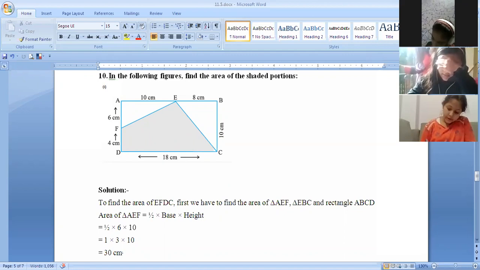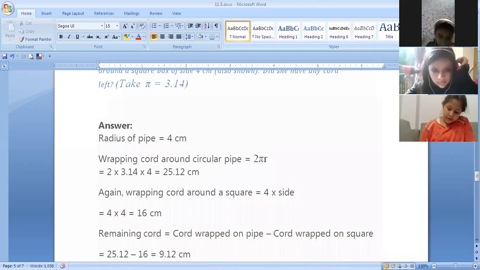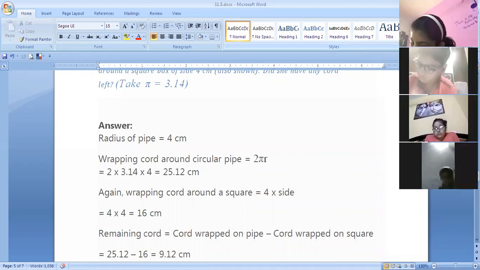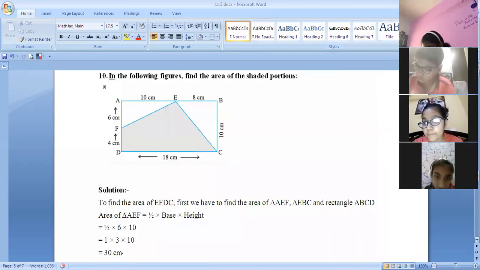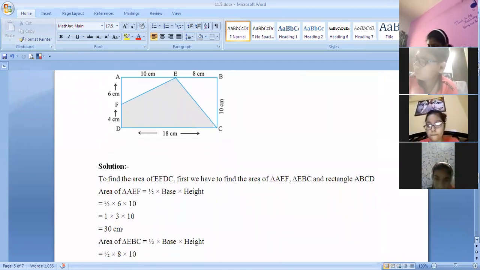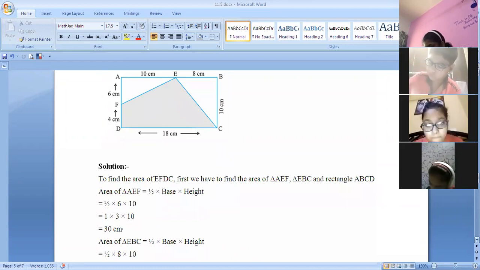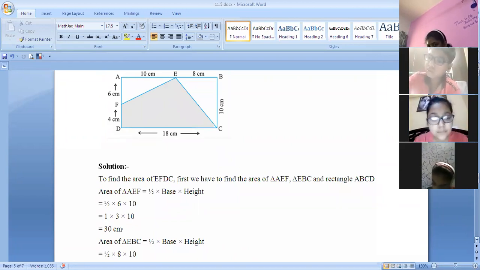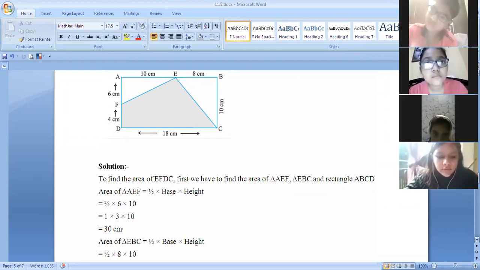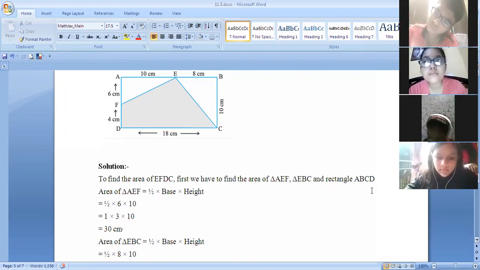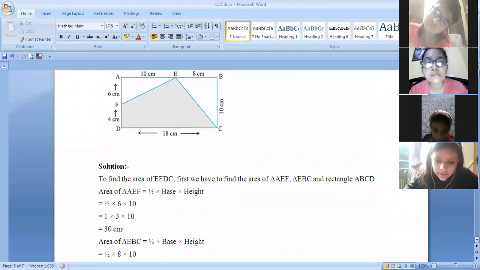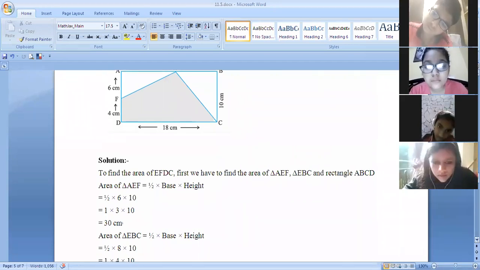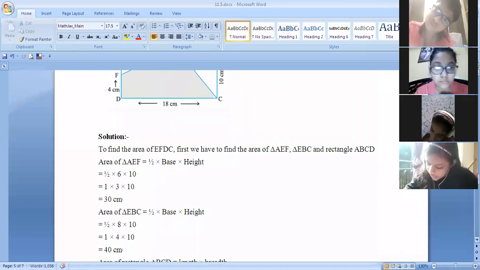Base is 8, height is 10. Find out the area of a triangle again. Yes, Mukul, your answer is also right. Fiona is correct. Tanvi is correct. Yes, Mahi. Check your answer again. Meenakshi, you're right. Area of a triangle EBC, half into base into height. Half into 8 into 10. 2 4s are 8. Cut this value 2 with 8. Yes, right, Fiona. 40 centimeters square is the right answer.